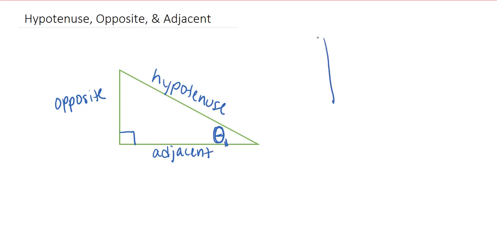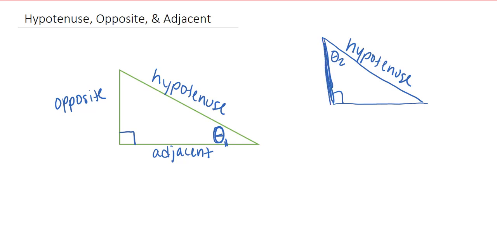But what happens if we were to draw the same triangle horribly on the other side? We want to talk about this angle, so we're going to call it theta 2. The hypotenuse will stay the same, but what's adjacent to this angle? Well, it's going to be on this side. So this is adjacent, and then what's opposite of this angle? Well, it's this side right here. Notice how these are all relative to the angle that we're talking about.